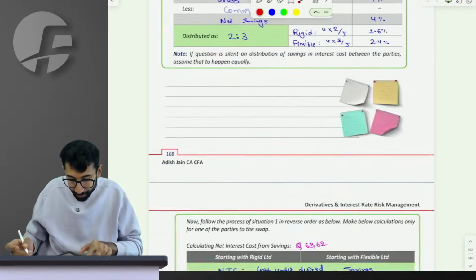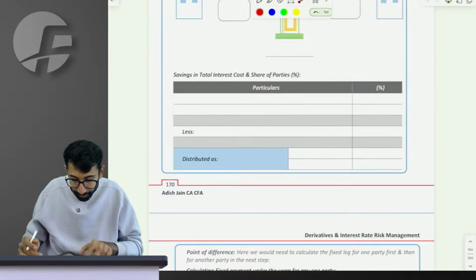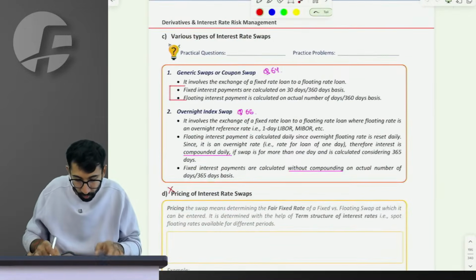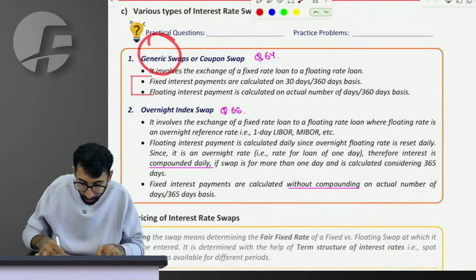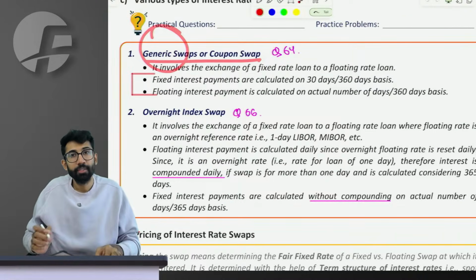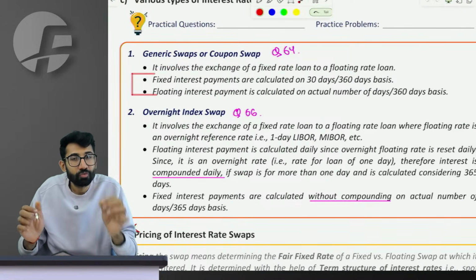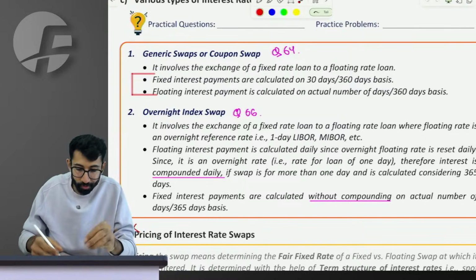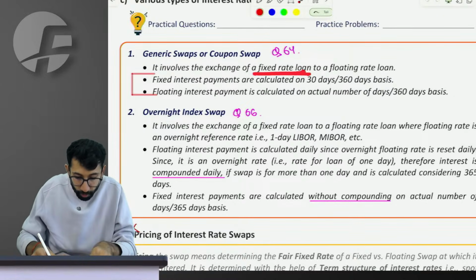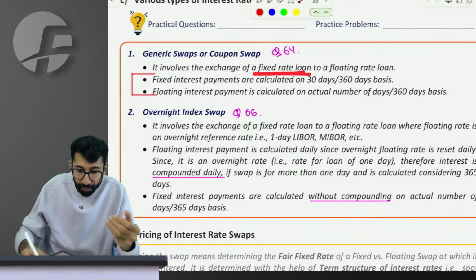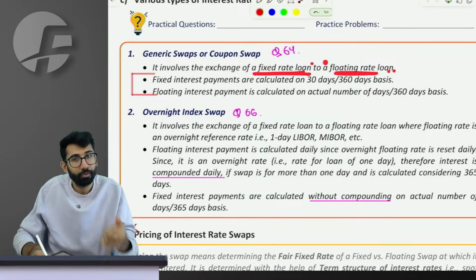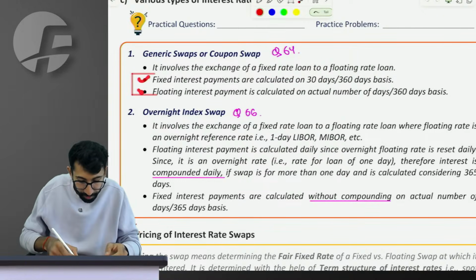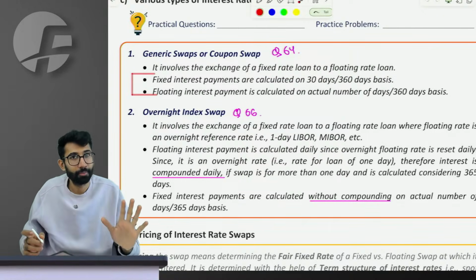But before that, let me explain one theoretical thing called a generic swap. A generic swap, also called a coupon swap, is the most basic form of swap, in which one leg is fixed and another is floating. This is the main thing to remember for a particular question.